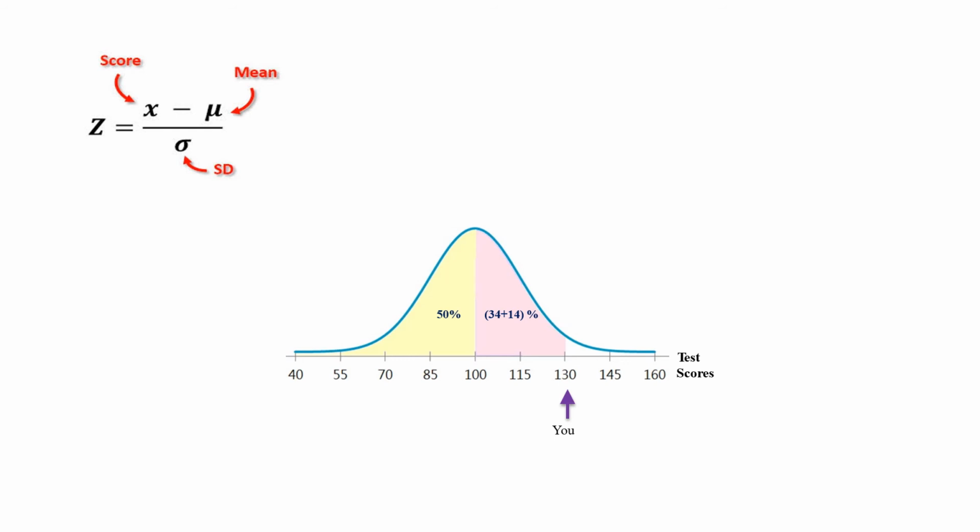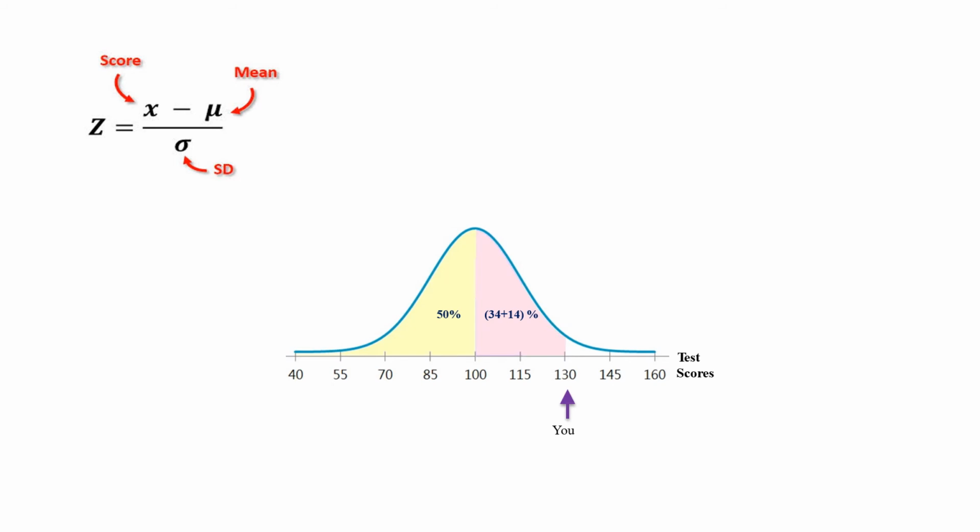And then if we go to the normal distribution, we know that the standard deviation is 15, so two standard deviations above the mean would be 130, which is your score.